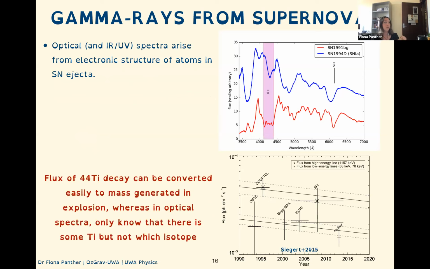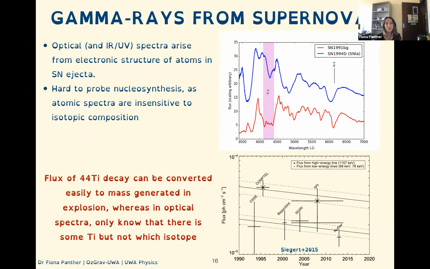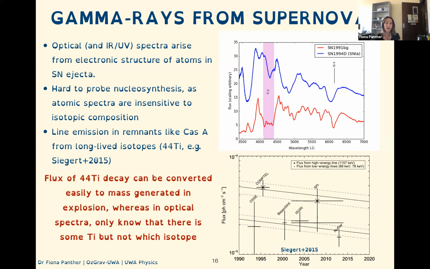And these spectra come from the electronic structure of the atoms in the supernova ejecta. It's very hard to probe nucleosynthesis with this because atomic spectra are insensitive to isotopic composition. And isotopic composition is very, very important if you want to know what sort of nucleosynthesis is happening.